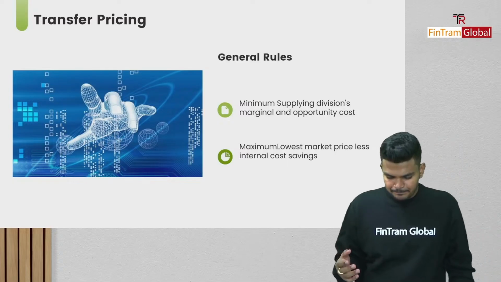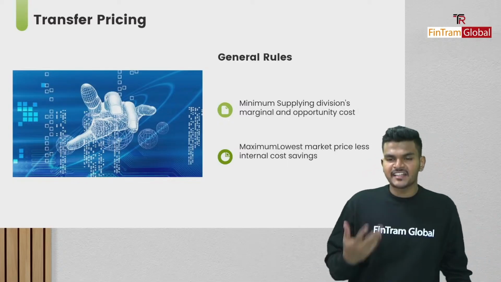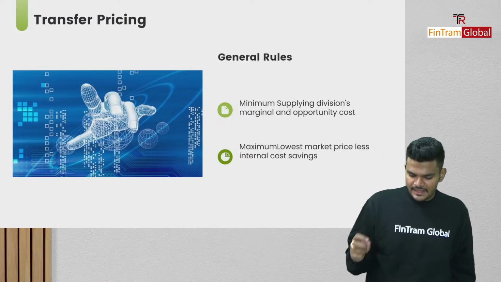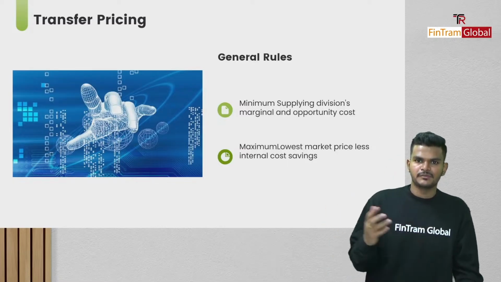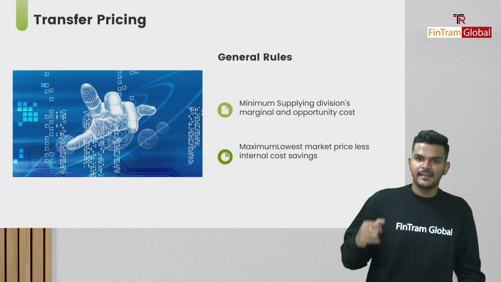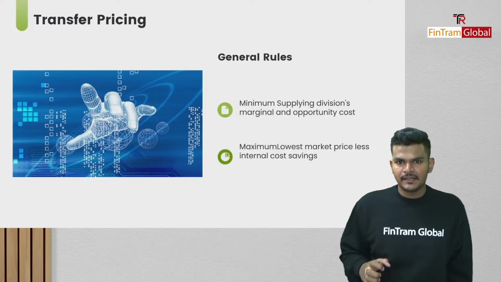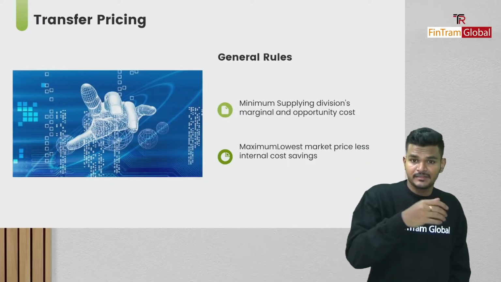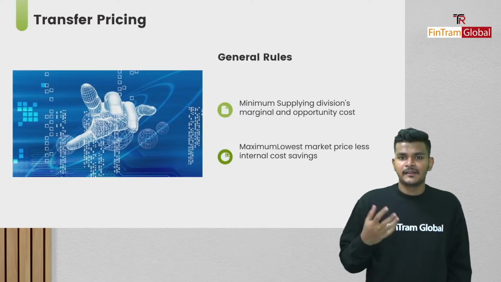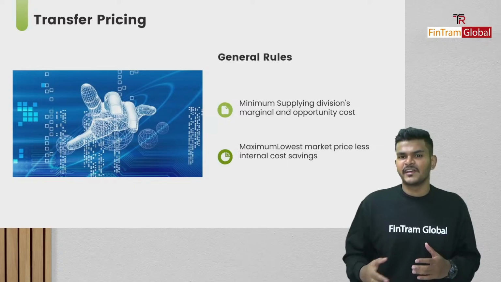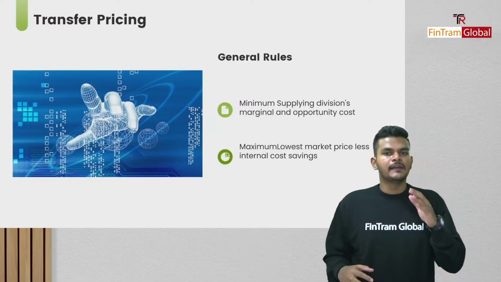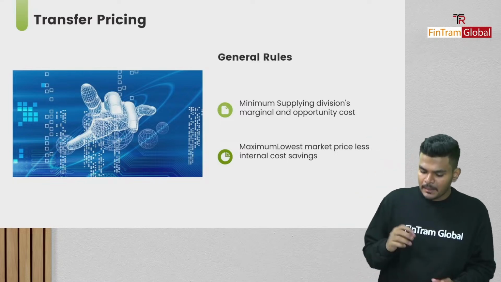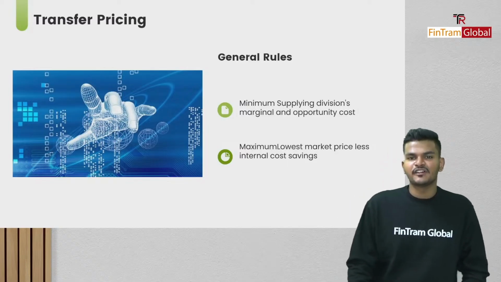So that's a minimum price. And secondly, the maximum transfer price would be the lowest of the market price, less internal saving. The buyer, B, would say, the maximum price that I can give you is the lowest of the market price of the product, less any internal saving cost. Since we are selling internally, there's no need for some beautiful packaging or stuff like that, so you can avoid that and save some cost there. Those kinds of costs can be saved as well.